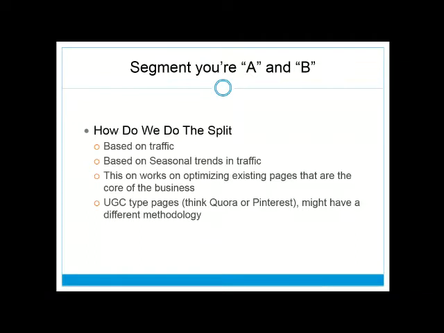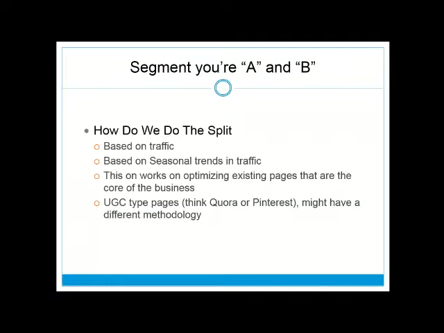And other things you want to take a look at is based on seasonal trends. So you want to make sure that if you're going to be segmenting your pages, try to get them aligned seasonally. So if, for example, you're selling Christmas sweaters and then you're selling Halloween costumes, you don't want to A/B test them at the same time because you know the demand is completely different. So you want to take a look at your year-over-year traffic as well. And this also works for optimizing existing pages that are the core of your business.